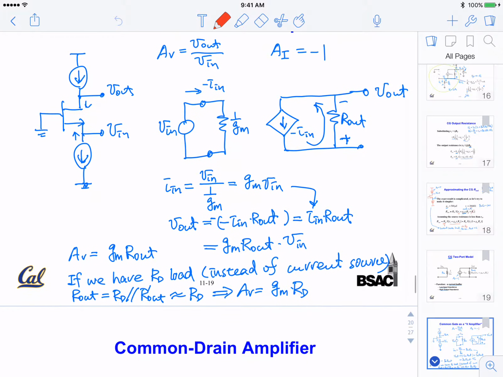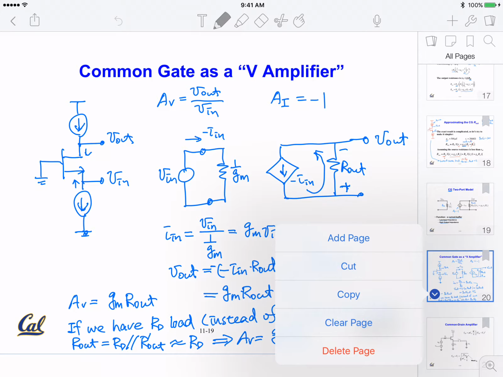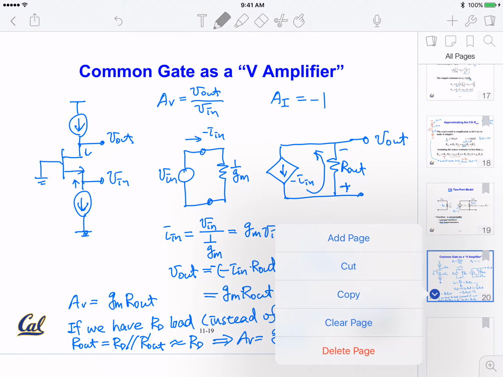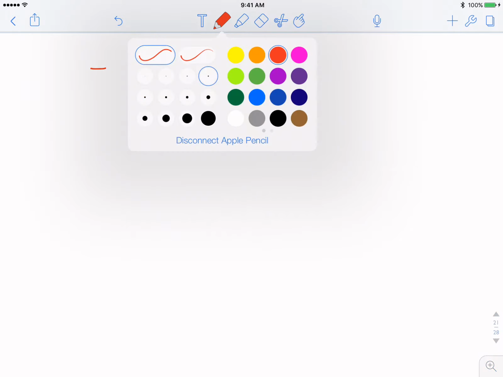Maybe let me do an extra page. So we mentioned there are three transistor configurations. The one that we use the most frequently is a common source amplifier.